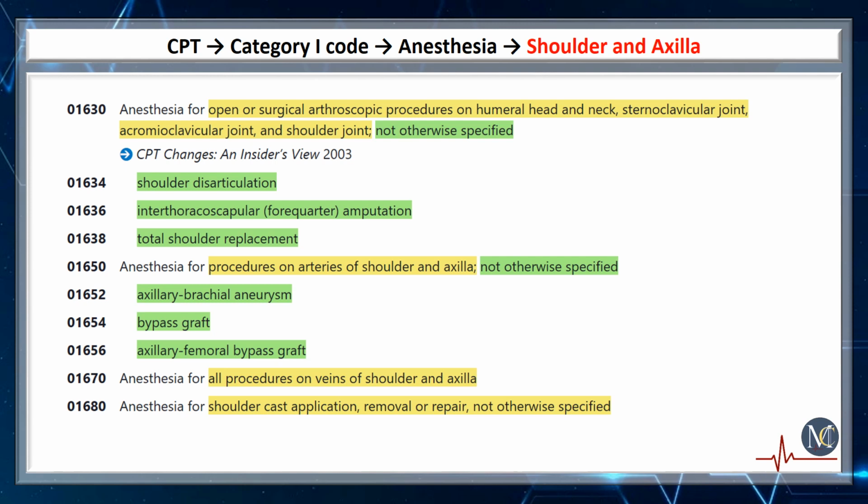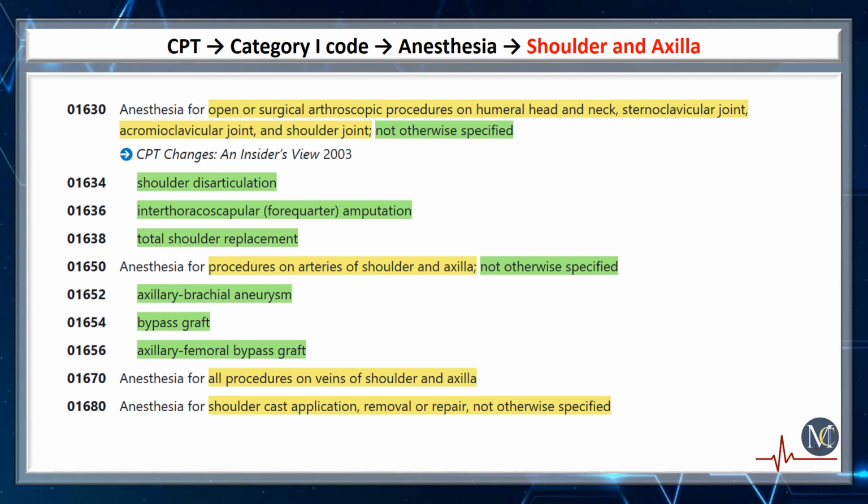Next code is 01650, anesthesia for procedures on arteries of shoulder and axilla, not otherwise specified. Next code is 01652, axillary brachial aneurysm. The axilla or armpit is the anatomical region under the shoulder joint where the arm connects to the shoulder. The term brachial refers to anything related to the arm, especially the upper arm.